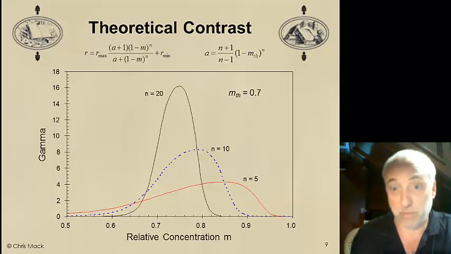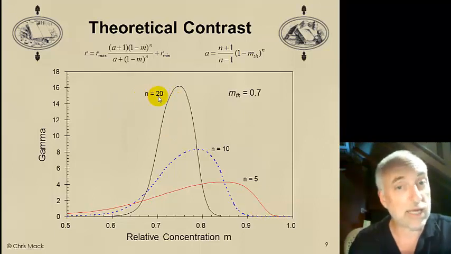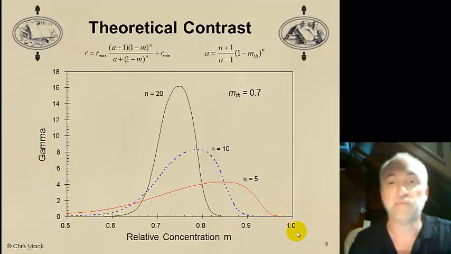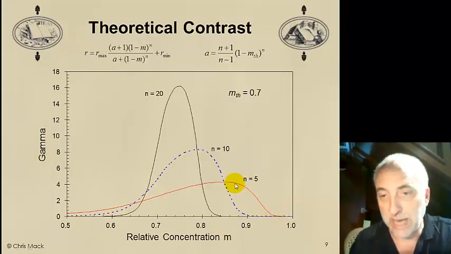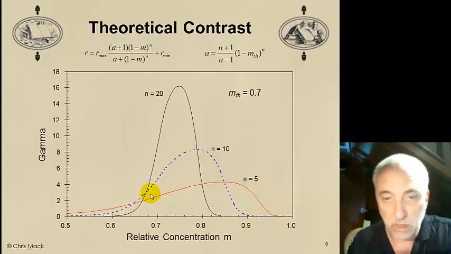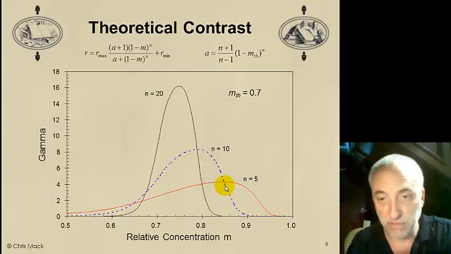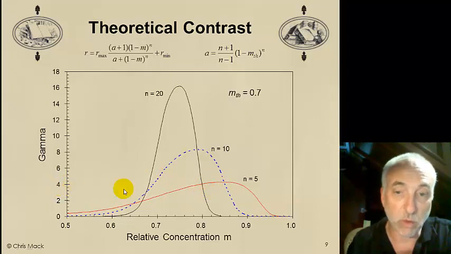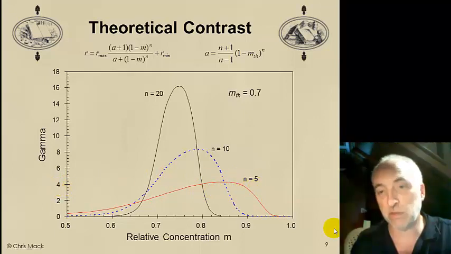Given some parameters, we can look at how, say, N affects gamma, the theoretical contrast. And what do we find? Well, here's the gamma versus dose, or gamma versus inhibitor concentration, little m, for n equal to 5. We find that we reach a peak value of the contrast at a certain level of exposure, a certain level of inhibitor concentration, and that peak value is about 4. So it's a little bit less than n equal to 5.